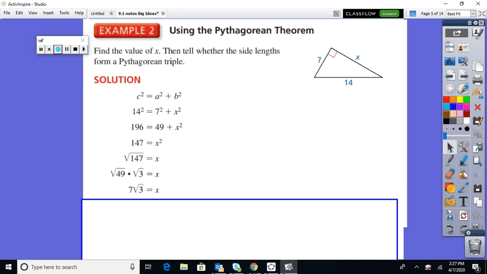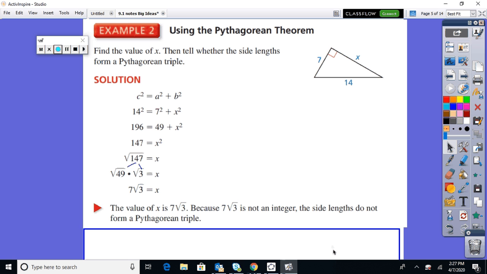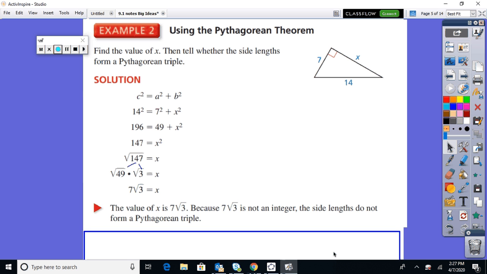And when you take the square root of 147, we're going to talk a little bit more about this in a second, but you break it up into square root of 49 times square root of 3, and the square root of 49 is 7. So 7 roots of 3, and that is not an integer or a whole number. So they do not form a Pythagorean triple. You can still find what it is, it's just not a whole number. And most of the time they're not going to be whole numbers, but that is okay.